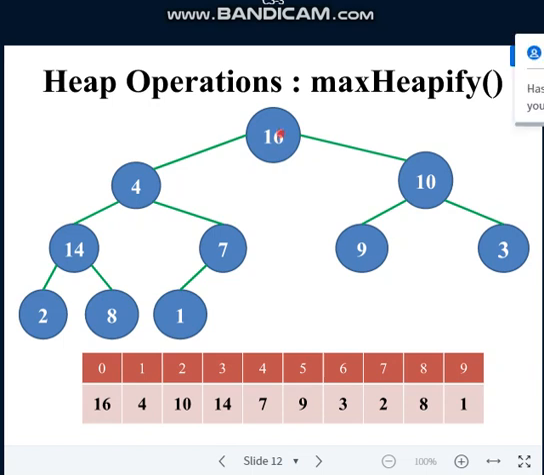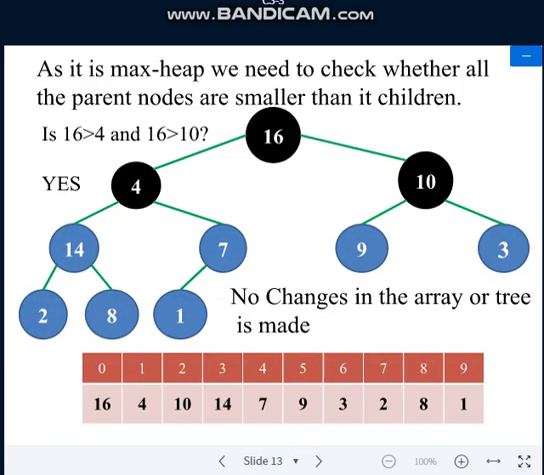Here, what is the root node? The root node is 16. What is the left child? 4. What is the right child? 10. Is 16 greater than 4 as well as 10? Do we need to swap anything? No, we need not swap anything, because 16 is the parent node, and 4 and 10, its children, are both lesser than the parent node. The parent node itself is the greatest value, so you need not change anything.